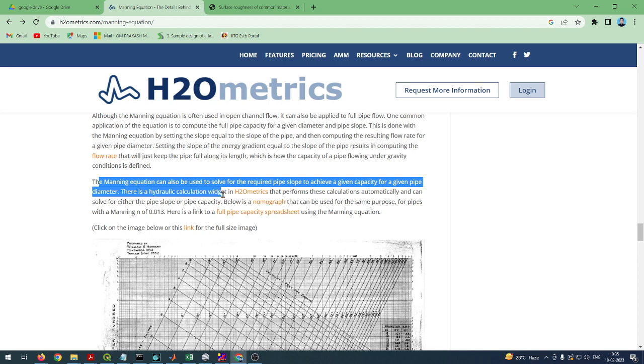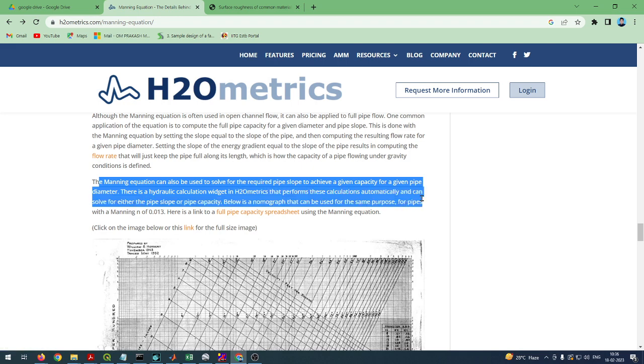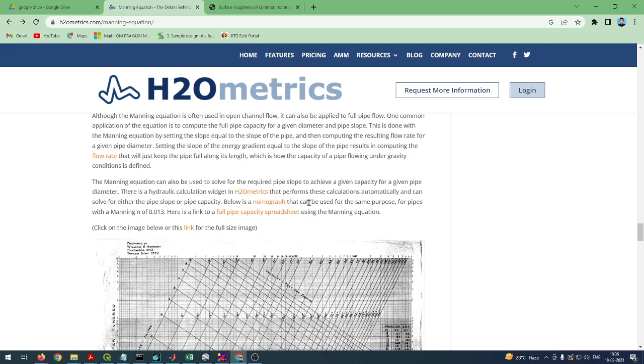There is a hydraulic calculation that can automatically solve for the pipe slope or the pipe diameter. Below is a nomograph that can be used for the same purpose for pipes with the Manning reference. Here is a link.